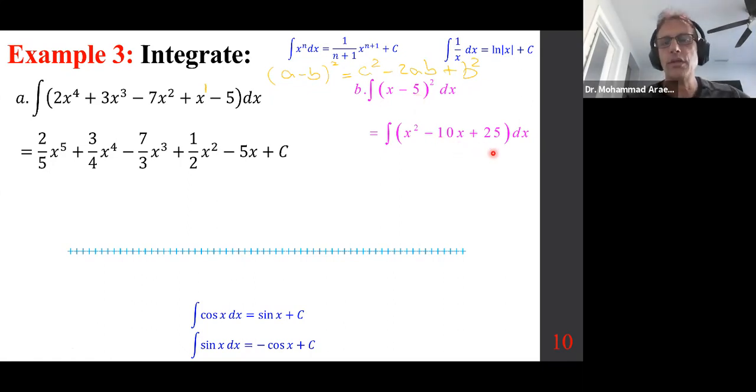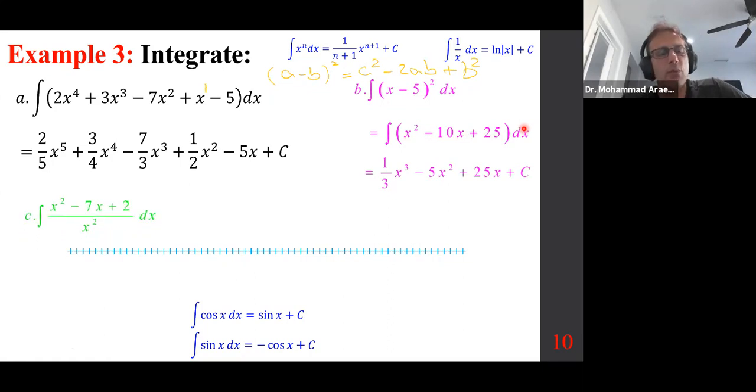This will give us 1/3 x cubed minus 10 divided by 2. That means minus 5x squared plus 25x, and of course a constant. We are using power rule term by term.